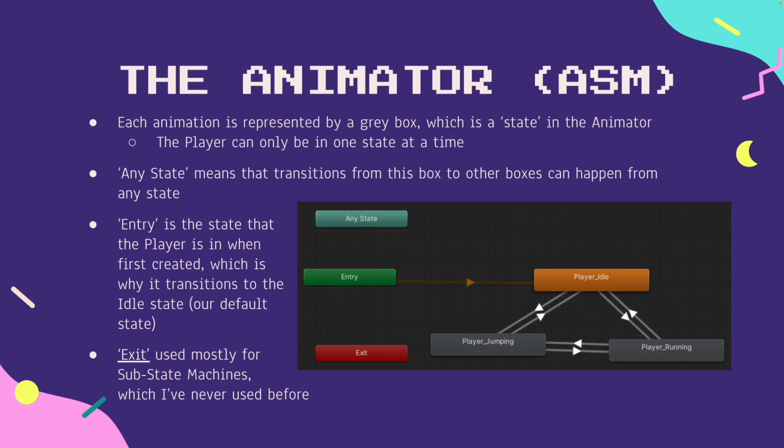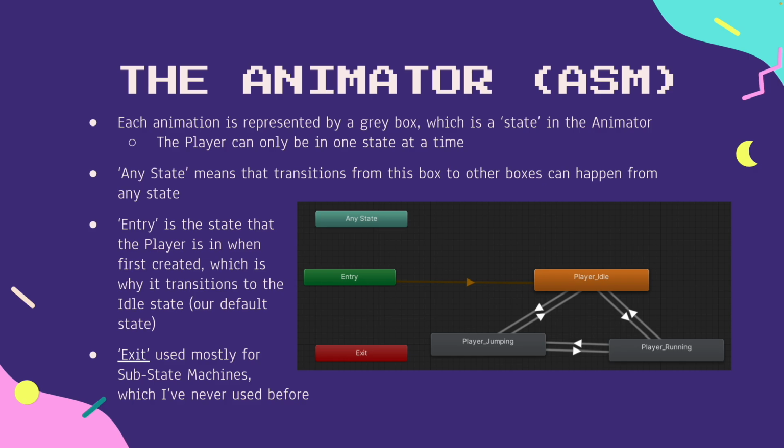The any state, entry, and exit boxes are special ones that every animator will have. And entry by default goes to the default animation, which is I think also the first one that you make, which is why I make my idle animations first. By default you go into idle, which makes sense. The any state one is obviously like no matter what.